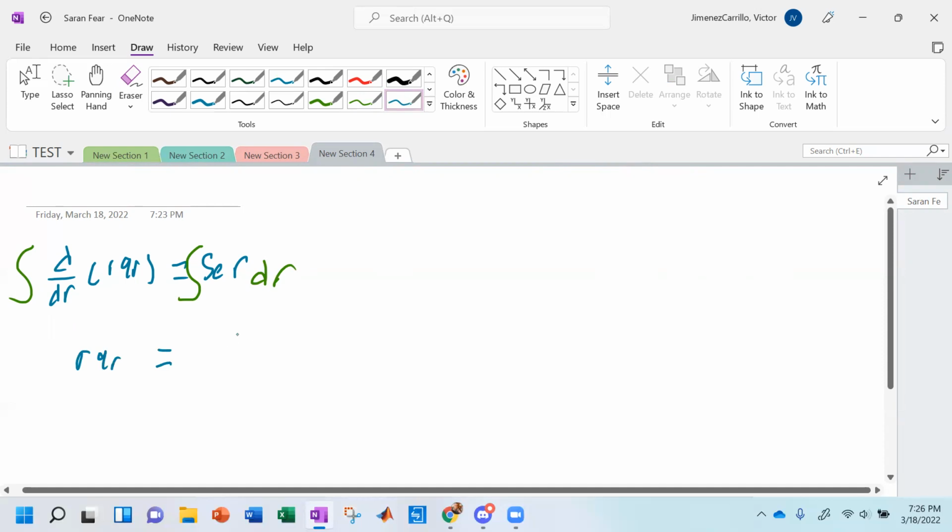So how'd you get the dr over there? Did you just multiply it from the bottom to the top? When you take an integral, you have to have an integration factor. And since we're integrating a differential equation with dr, you had that dr in there to make this make sense. Cool. Okay.